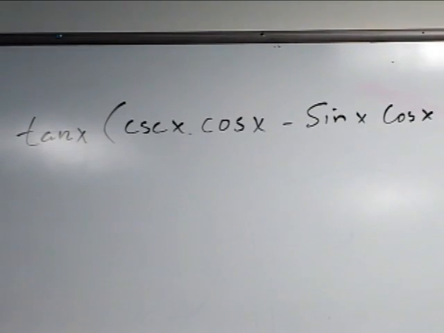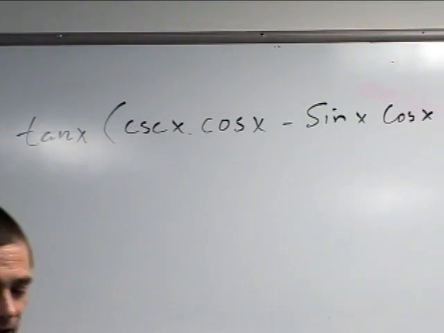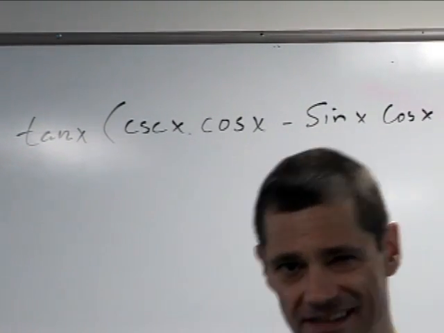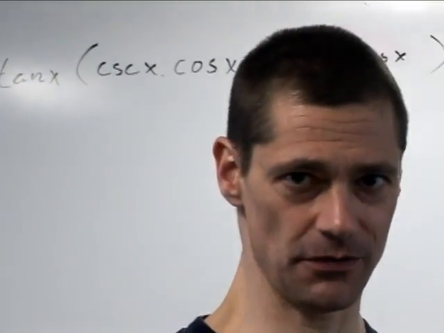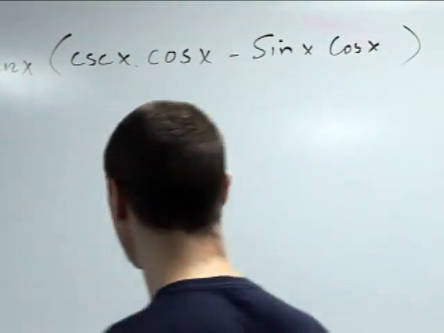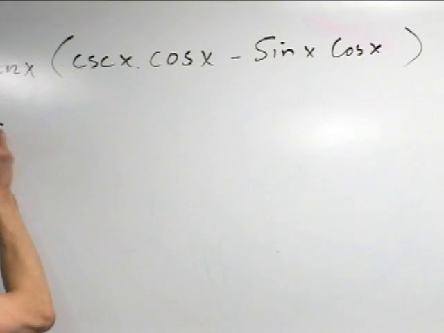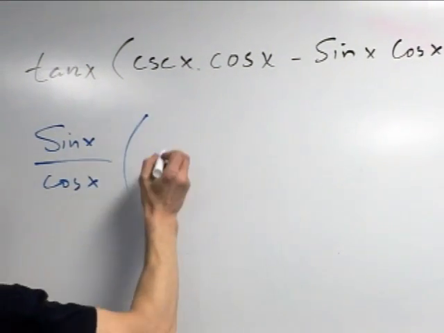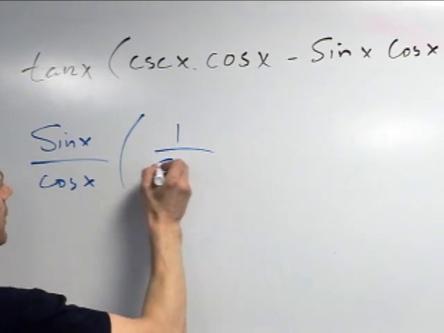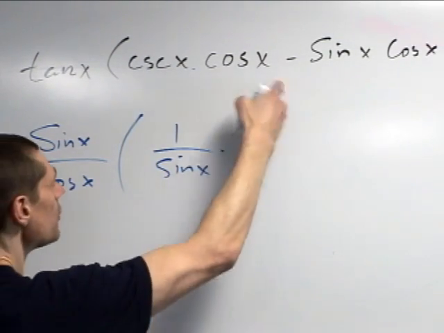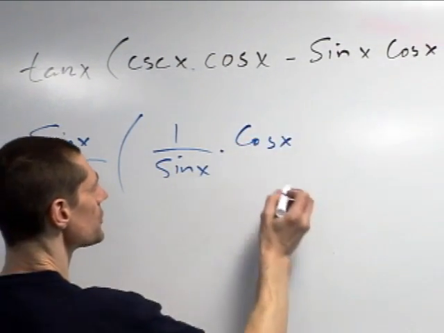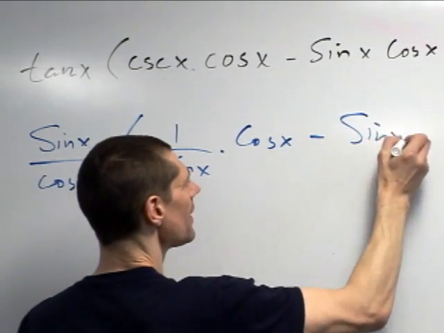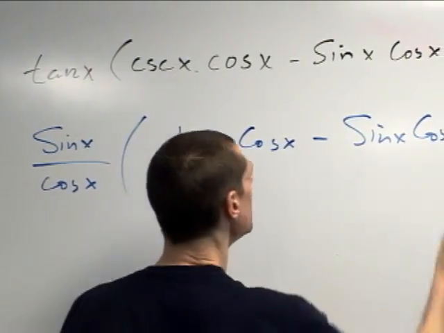Convert everything into sines and cosines. Anytime you're translating things, unless it's 1 plus tangent squared, something like that, that you know is secant squared, convert it. So this is sine x over cosine x times cosecant x, which is 1 over sine x. Cosine x is, of course, itself cosine x, minus sine x times cosine x.